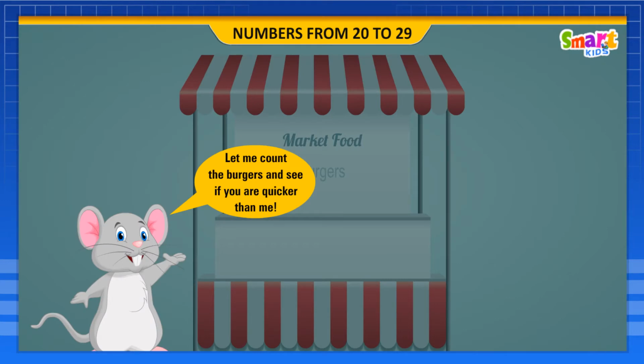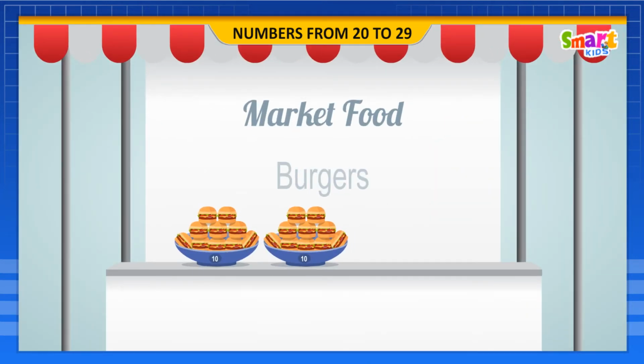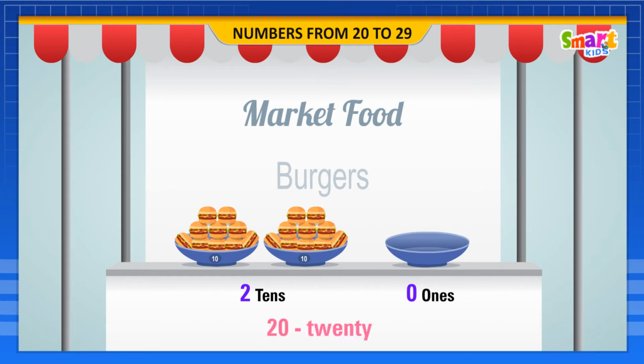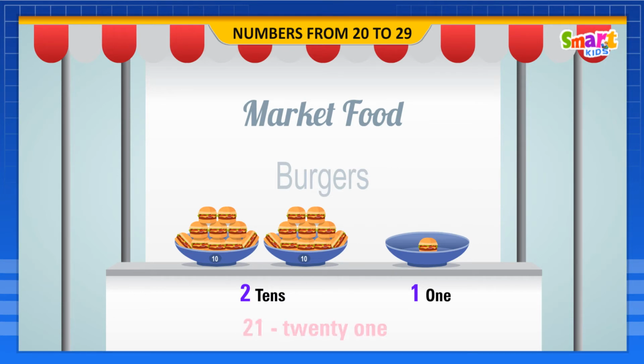Let me count the burgers and see if you are quicker than me. Look at the yummy burgers. Some are in groups of tens and some are in ones. Two tens and zero ones is 20. Two tens and one one is 21.